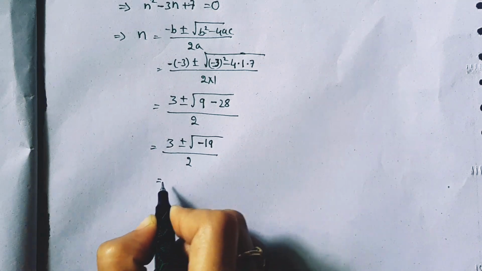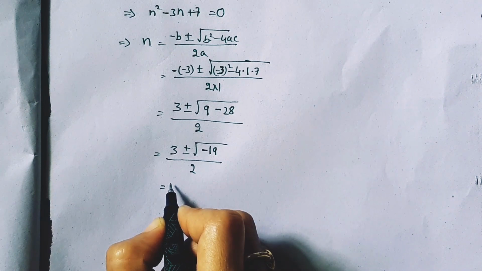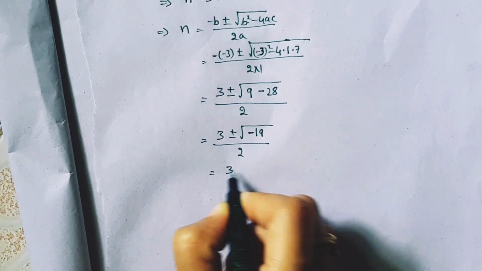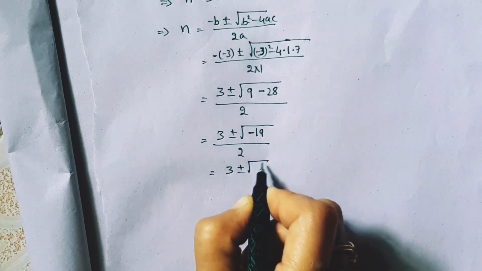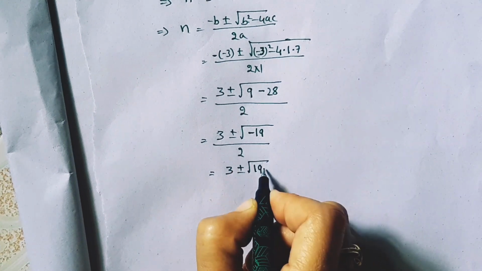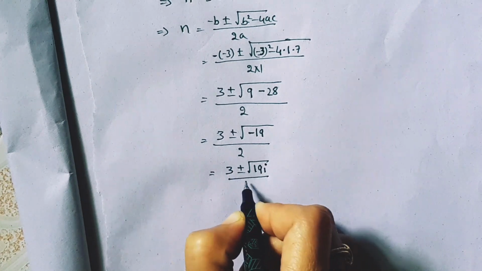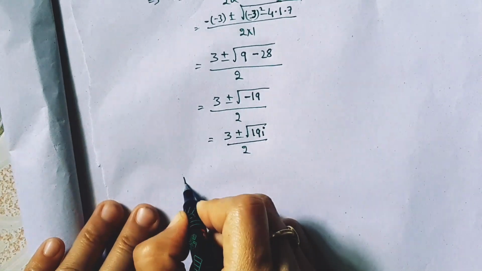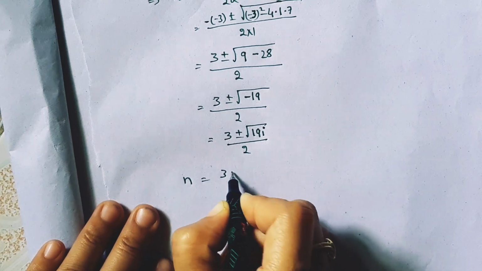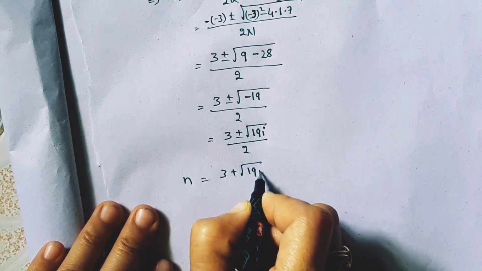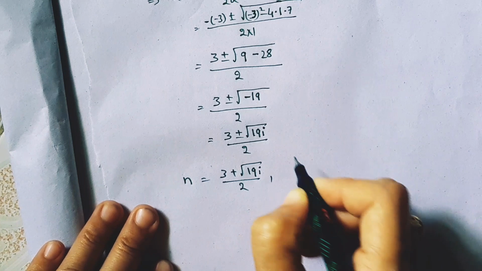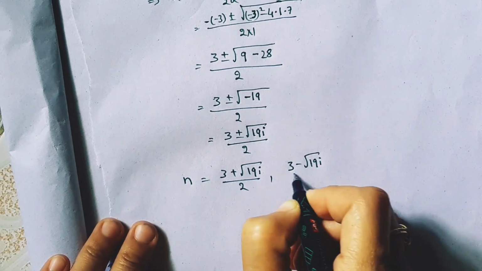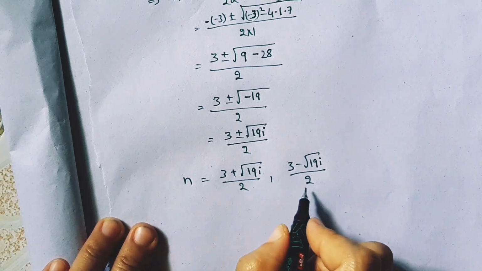That implies 3 plus or minus square root of 19. Instead of minus, we have to write i by 2. So here two roots are there. Therefore n equals (3 plus square root of 19 i)/2, which is one root, and the second root is (3 minus square root of 19 i)/2. So these are the two roots.